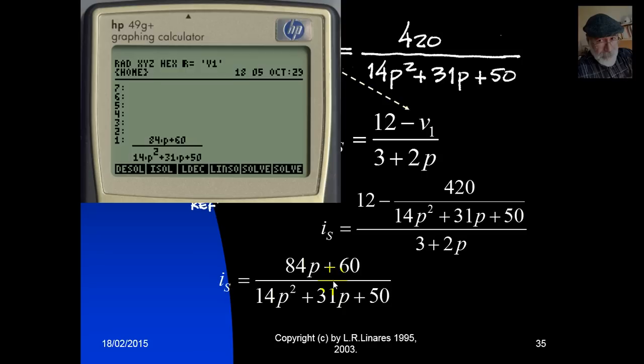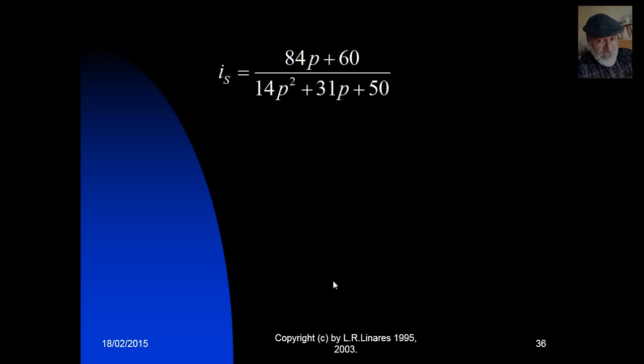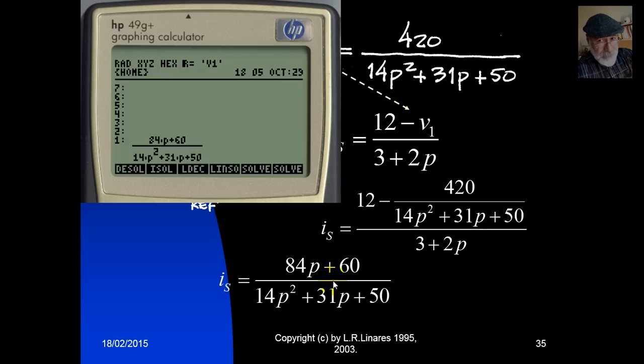I'm copying that over here. What does it mean? Well, what it means is that the differential equation that would give us the current in the source is second order. You see, the polynomial in the denominator is a second degree one. The coefficients of that equation are 14, 31, and 50, which, by the way, are the very same coefficients that the differential equation for the voltage had up here, 14, 31, and 50.